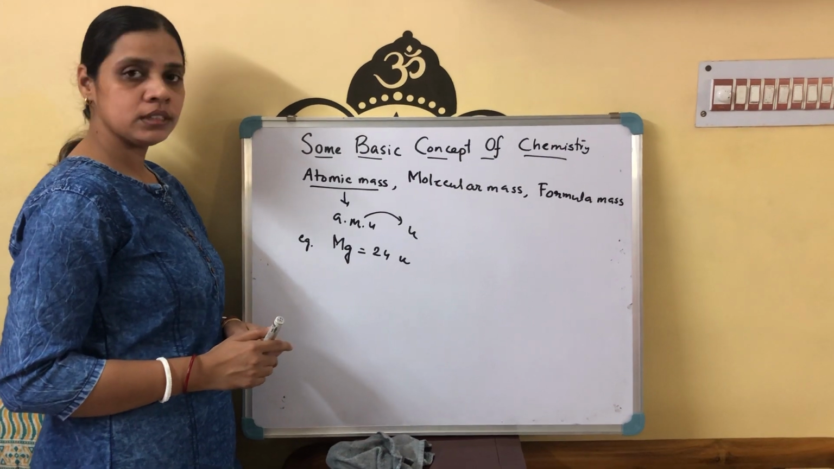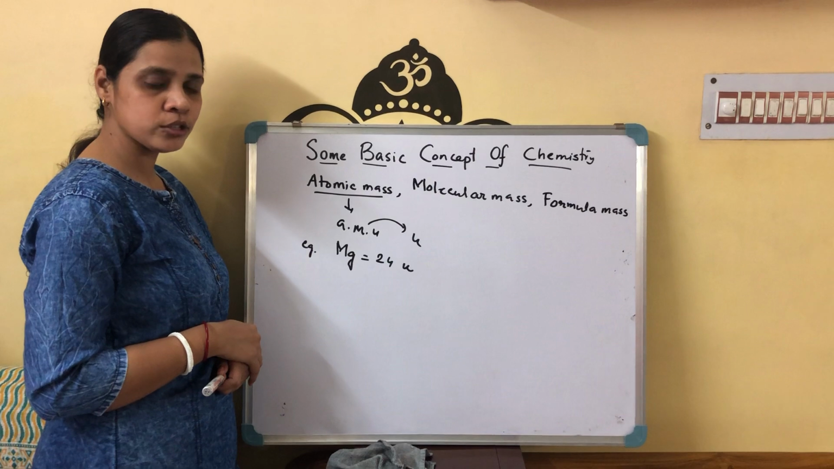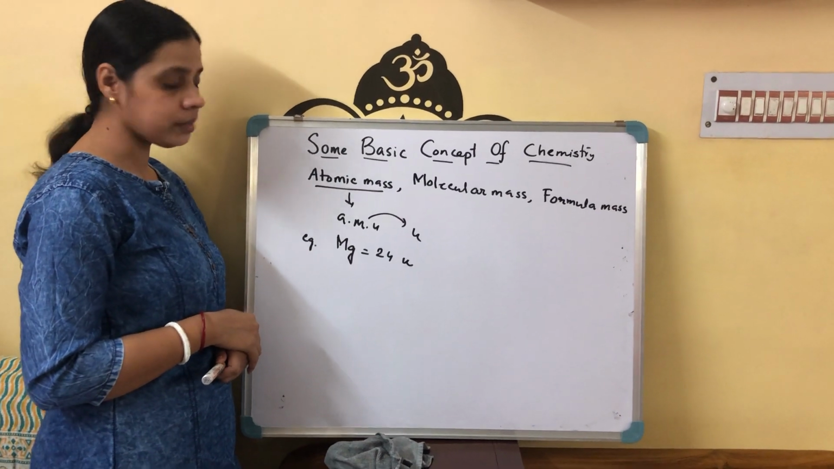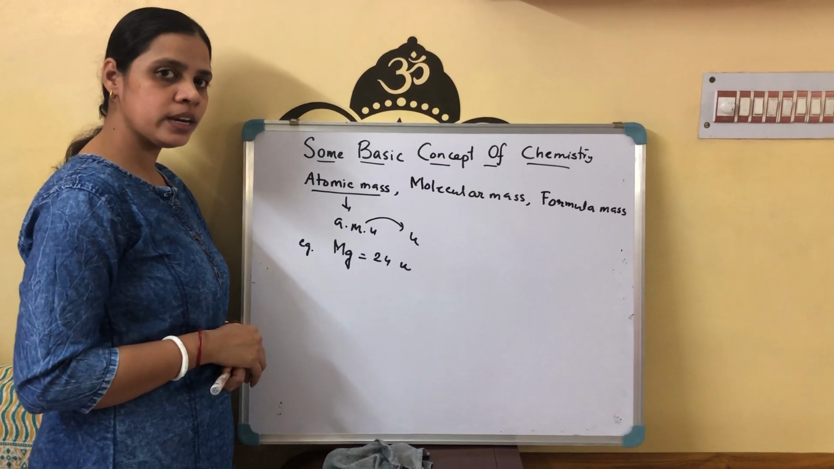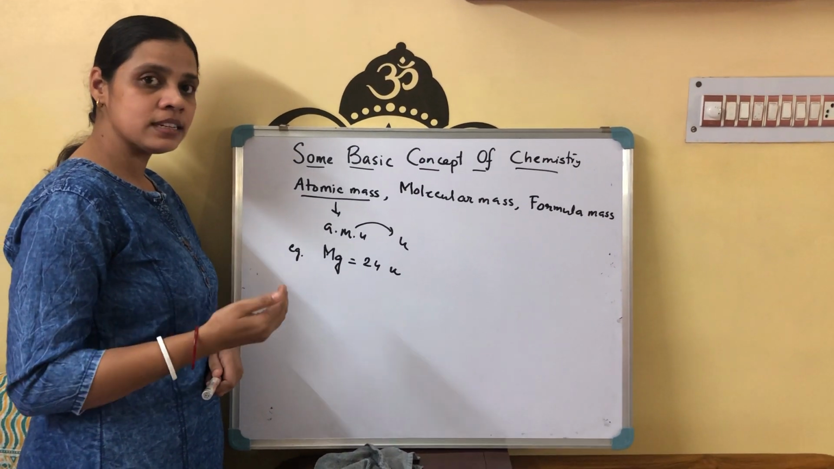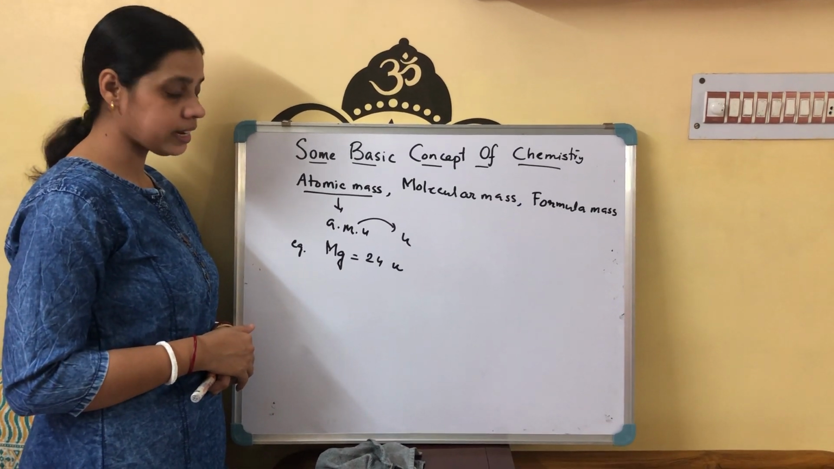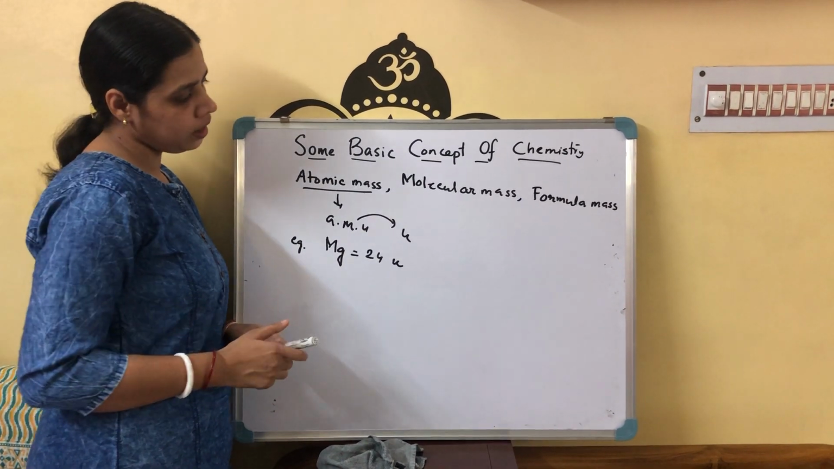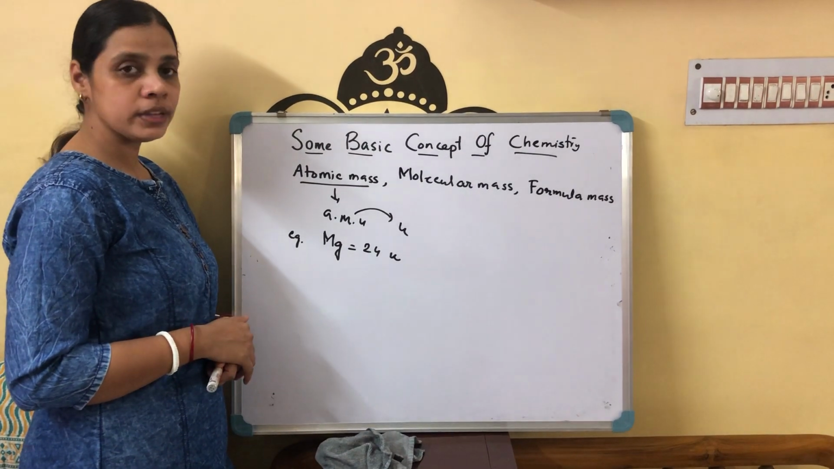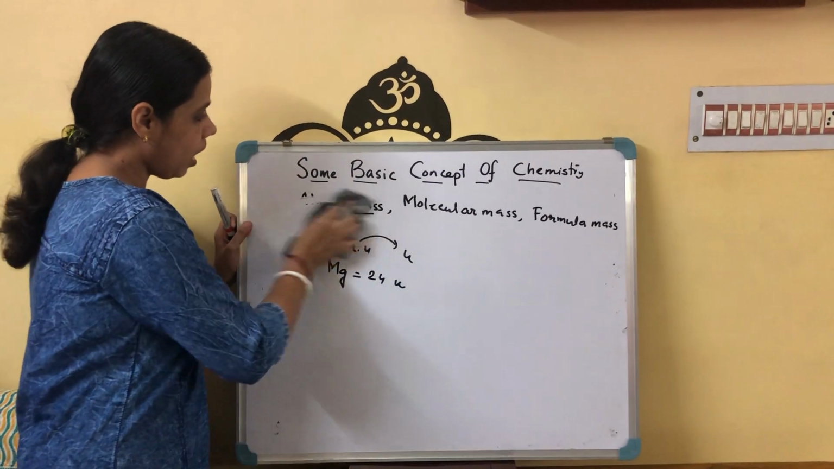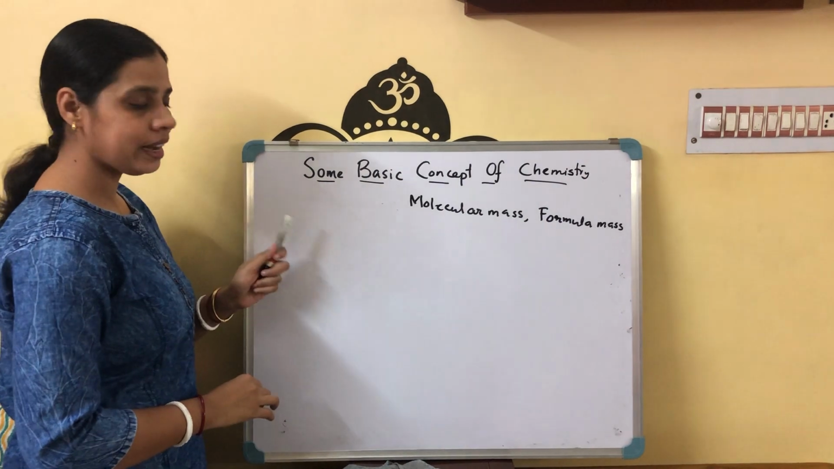Now, some elements have so many different isotopes. For this type of element, we can calculate average atomic mass. So where do we calculate average atomic mass? For the atom which has several isotopes, like carbon, nitrogen, oxygen, chlorine, there we calculate average atomic mass. How can you calculate? Here I explain it by taking an example.